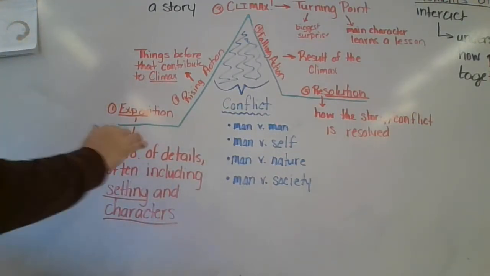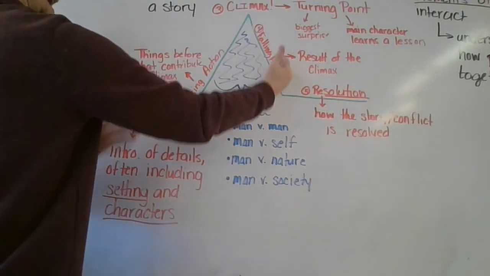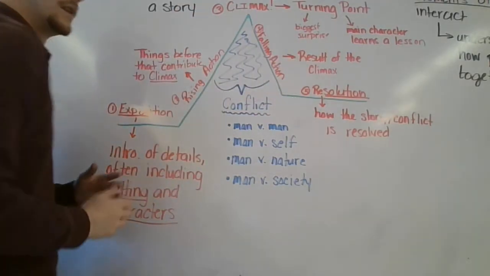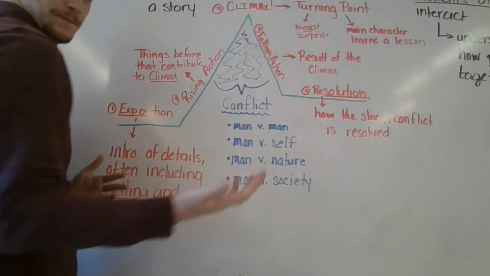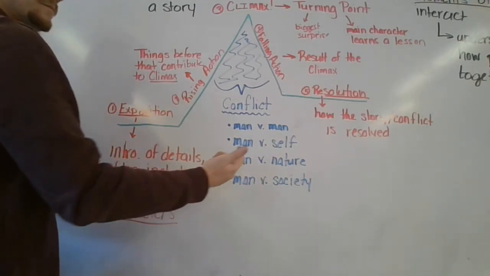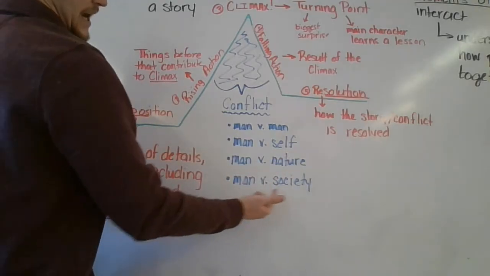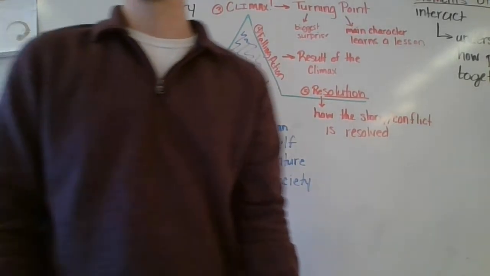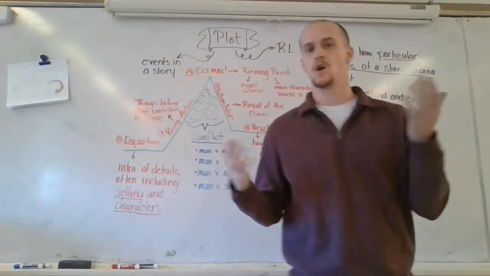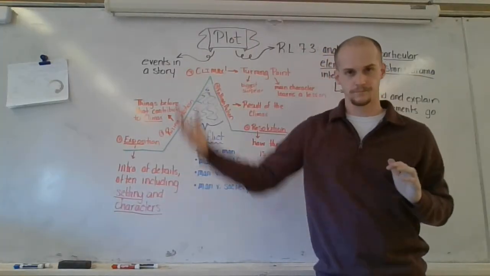So there are 5 parts, technically, of a plot structure. But your conflict involves the entire middle piece. The rising action, the climax, and the falling action all work together to create your conflict, which is either a conflict between 2 characters, a conflict between a character and themselves, a conflict between the character and nature, what surrounds them, or a conflict between the character and society, which is just a norm, something that is universally recognized as okay, that they're trying to change. And so all of this makes up plot.